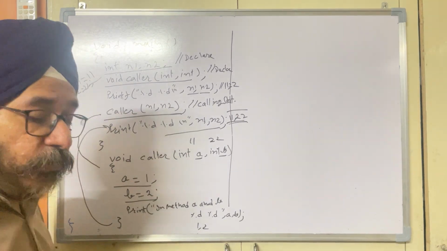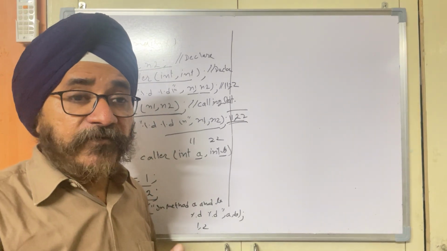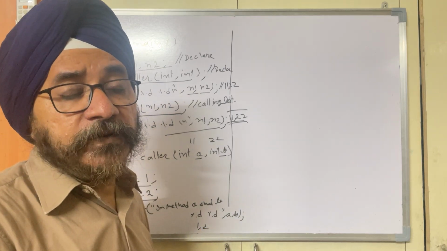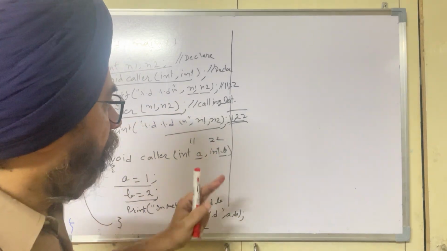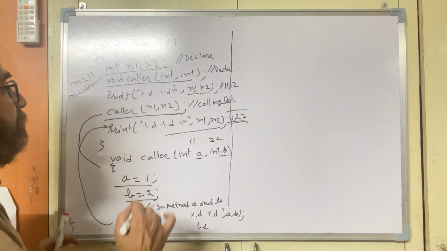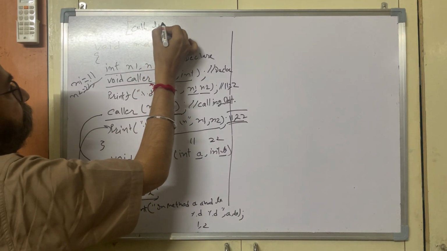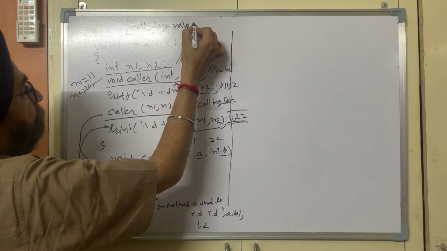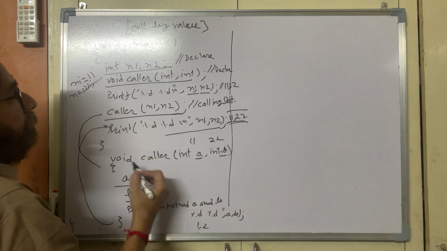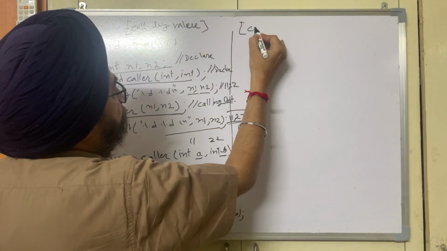But when we use the pointer concept, it will really work for us. So how do we use it, let's see. This is the way of call by value. Now we use call by reference.